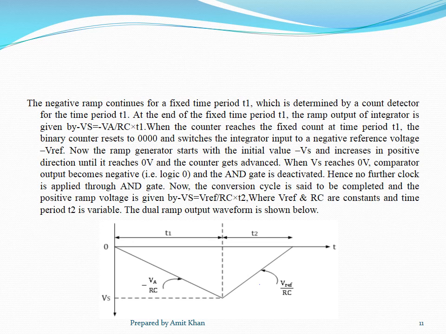Now the conversion cycle is said to be completed, and the positive ramp voltage is given by minus Vs equals V reference divided by RC into T2, where V reference and RC are constant and time period T2 is variable. The dual ramp output waveform is shown in the figure. We can see the dual ramp output in the diagram.